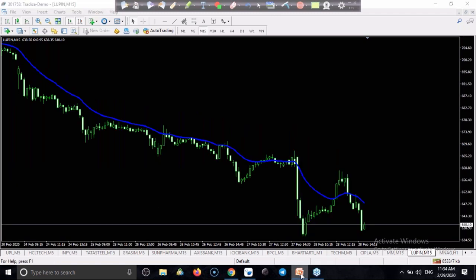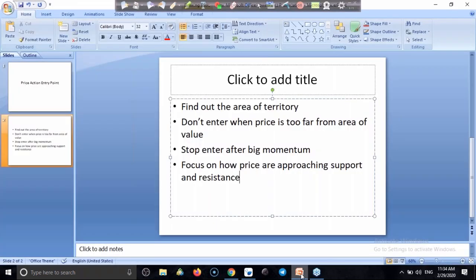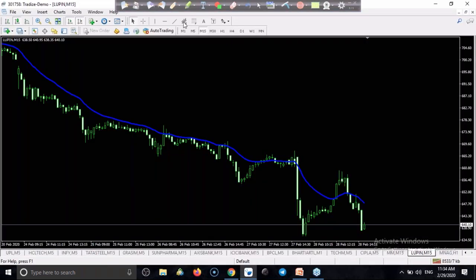Next. Stop entering after a big momentum. So here we have seen that was a big momentum. All right, this wave, we have seen this big momentum. Let me tell you one example, so it is related to you. All right.